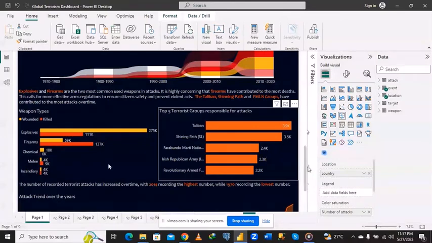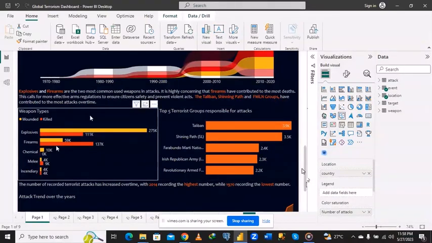For the weapon types, we have explosives and firearms responsible for the top 2 attacks, and it is quite alarming that firearms recorded the highest number of total deaths over the years. So it's very alarming.